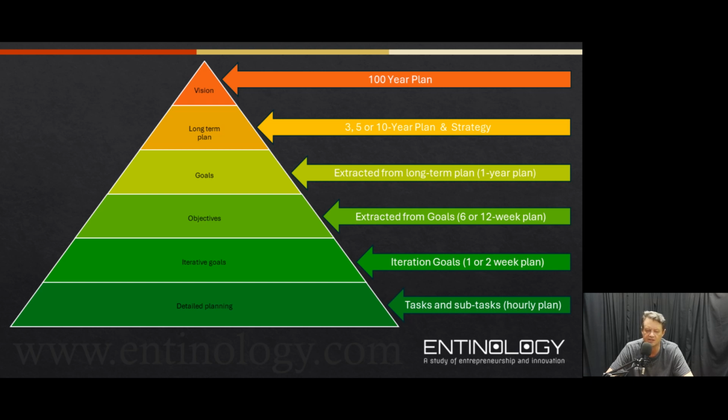The next one we're talking about is the long-term plan. It can be a 3, a 5 or a 10-year plan. It depends on how the executive plan the work. And this planning is often done at portfolio level, but even more senior than that. But we don't look at those two, the vision and the long-term plan, as part of what we teach or what we do. That leads to the next one, which is goals. So goals are extracted from the long-term plan.